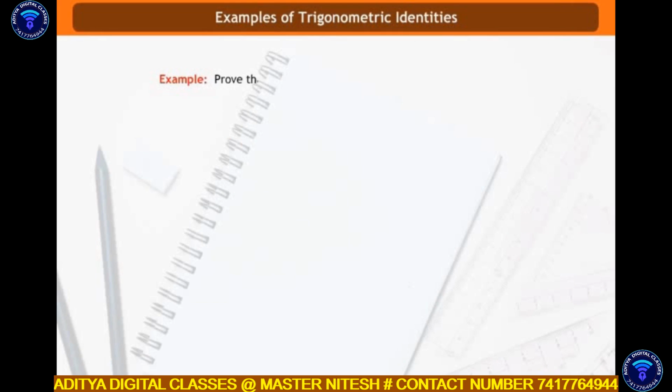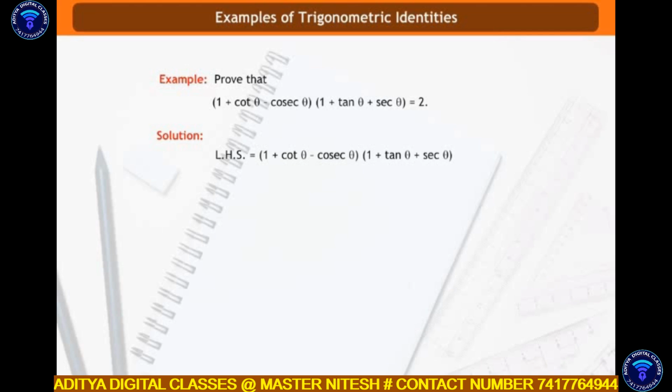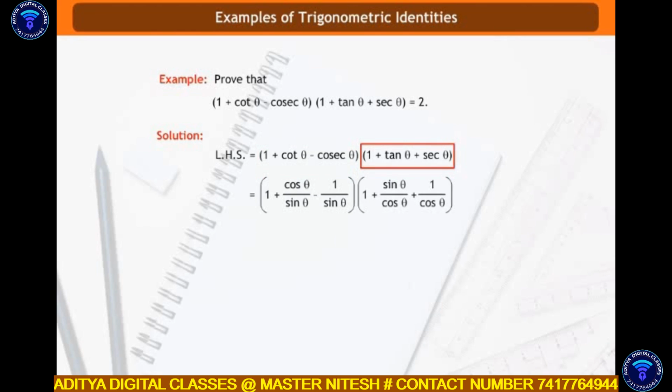Examples of trigonometric identities. Example: prove that (1 + cot θ − cosec θ)(1 + tan θ + sec θ) = 2. Solution: we first take the left hand side, that is (1 + cot θ − cosec θ)(1 + tan θ + sec θ), which is equal to (1 + cos θ/sin θ − 1/sin θ)(1 + sin θ/cos θ + 1/cos θ).